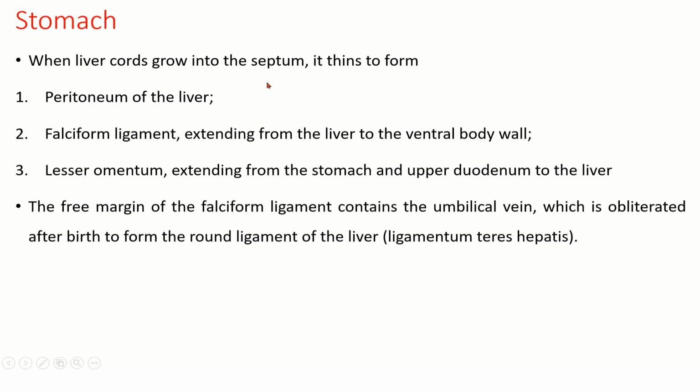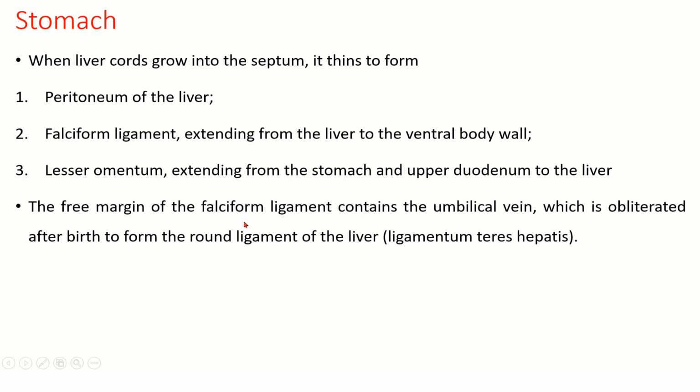So when liver cords grow into the septum, it tends to form the peritoneum of liver, falciform ligament and lesser omentum, which I have already shown in the diagram. Falciform ligament extends from liver to the ventral body wall. Lesser omentum extends from stomach and upper part of duodenum to the liver.